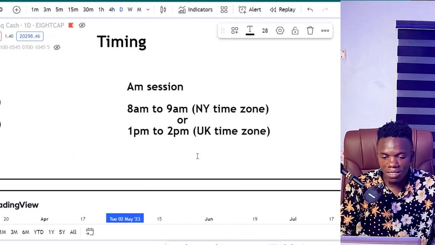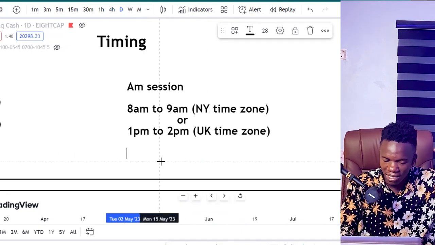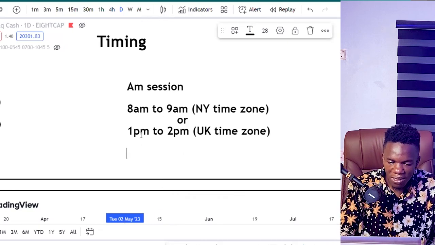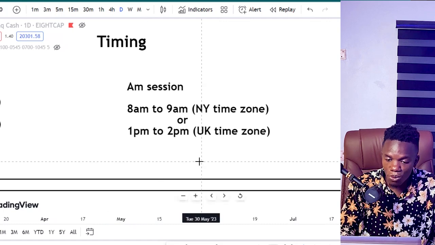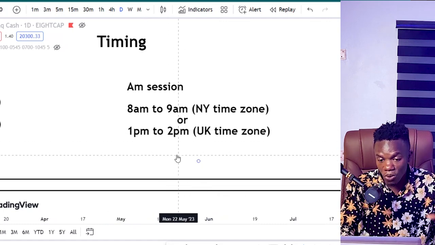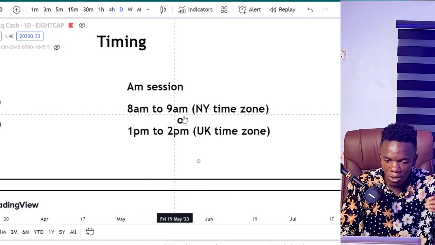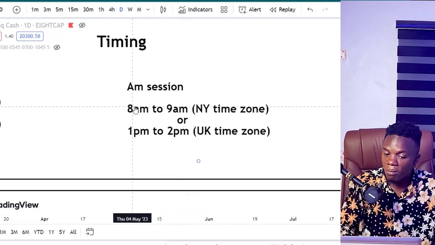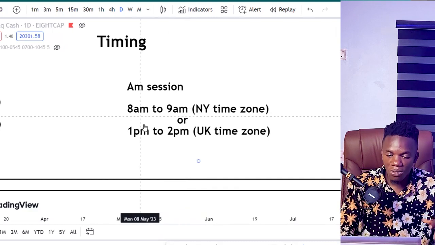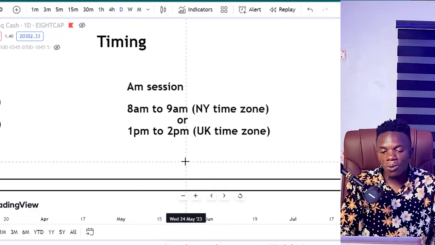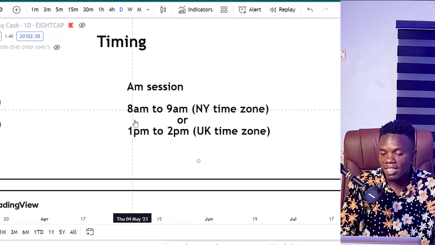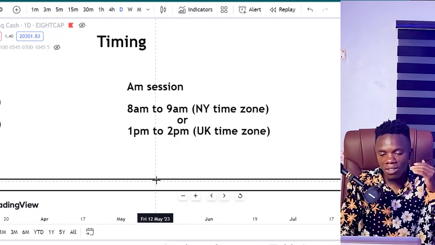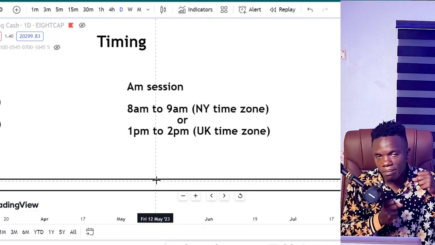The UK time zone is the same as Nigeria time. We are just the same time as the UK. So I'm looking for this setup from 8 a.m. to 9 a.m., 1 p.m. to 2 p.m. Now, this is what I have back tested, and I have seen so many winning results in this period of the market. But the way ICT taught it on his YouTube channel, he told us to use 10 a.m. to 11 a.m. But in my back testing, I found out that if I switch from 10 a.m. to 8 a.m., I'm going to have countless setups in a day, and it's very, very reliable, because that is when the market is moving with big momentum.